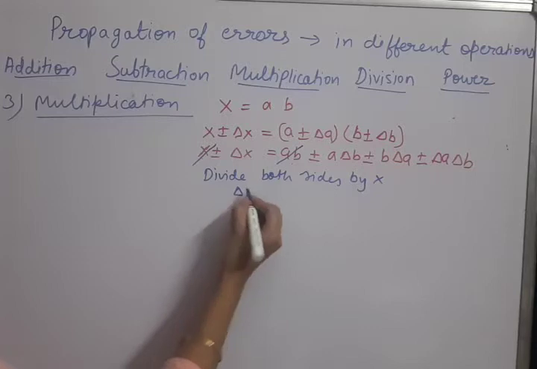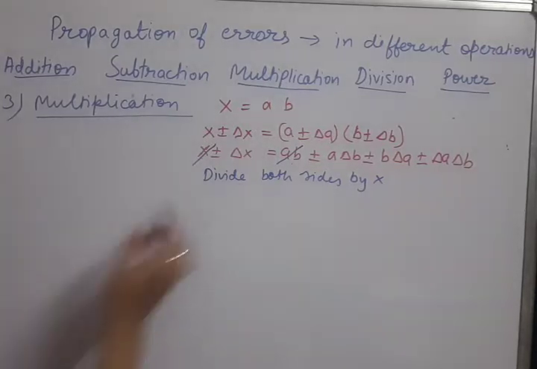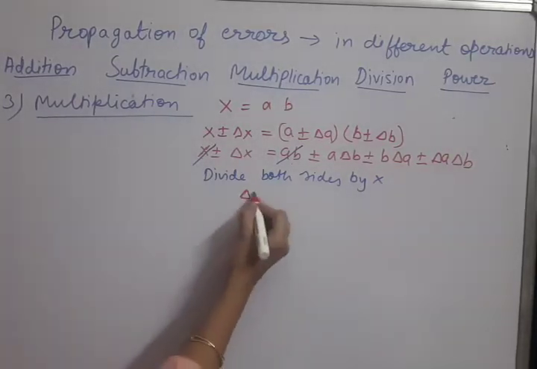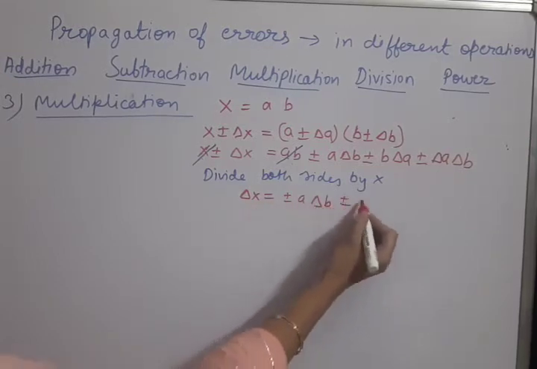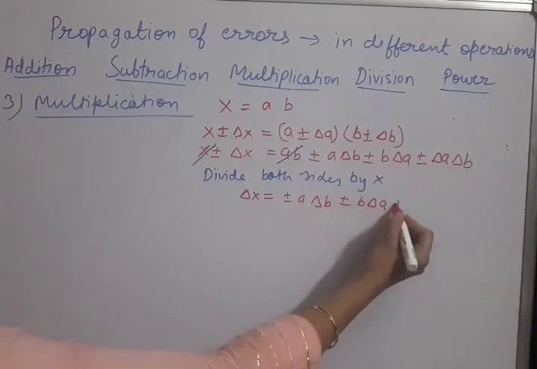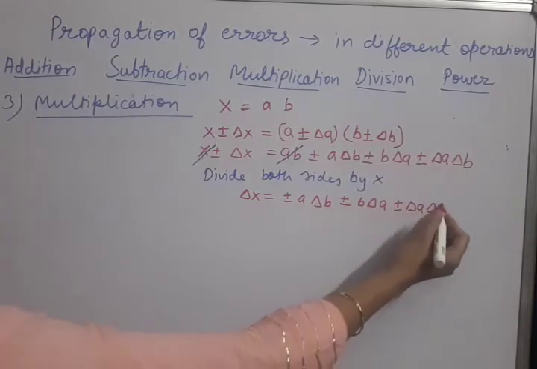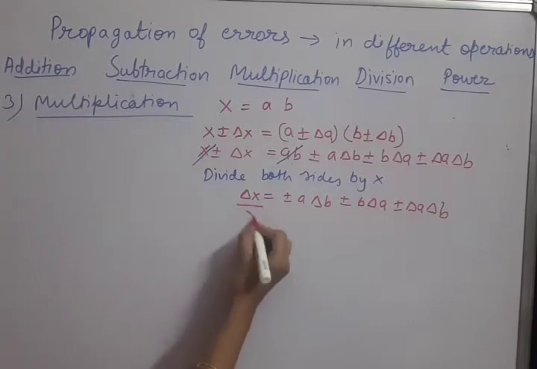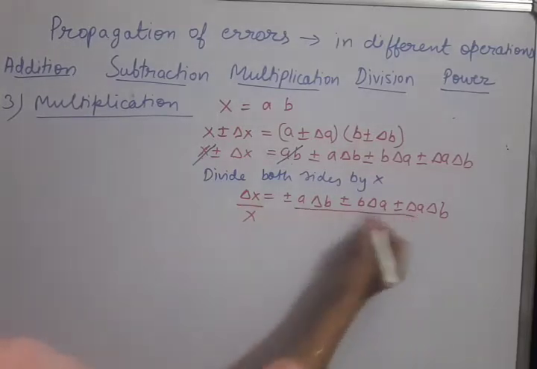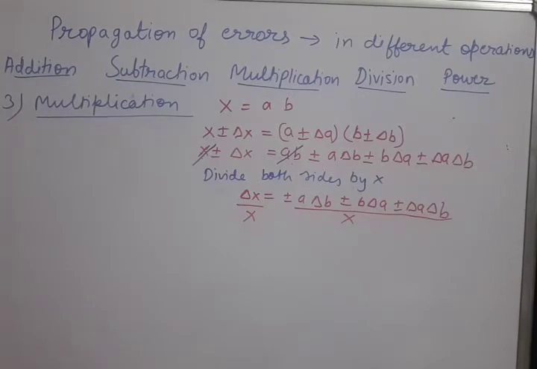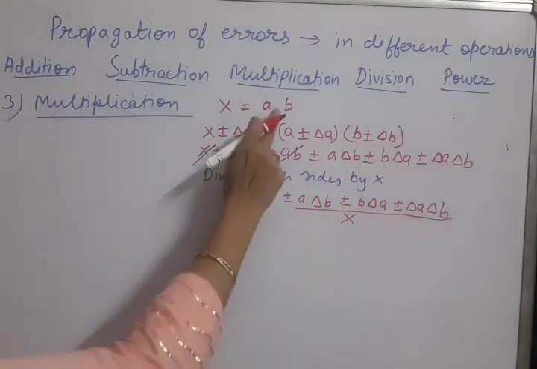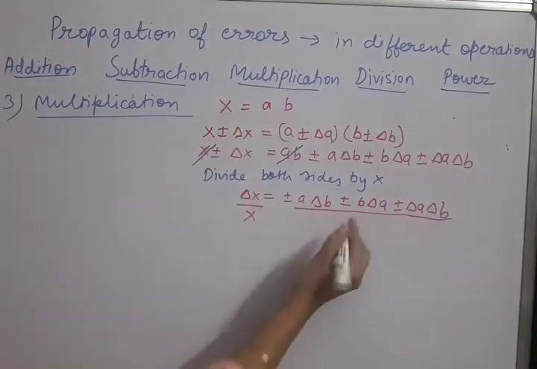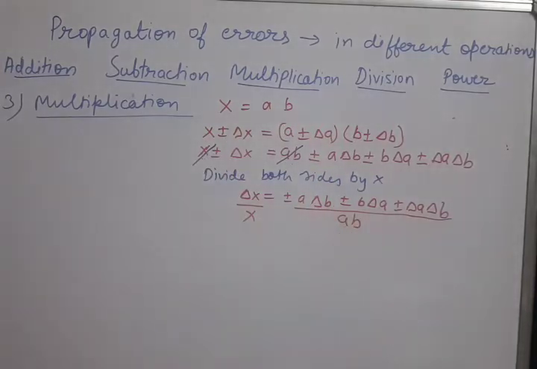So here delta x equal to plus minus a delta b, b delta a, like this. Here we will divide it by x and here also we will divide it by x. But this side all terms are in ab, so in place of x we will put ab here. Okay, this we can do because both are equal.